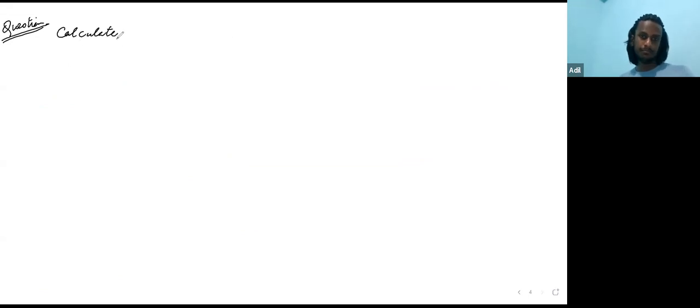Calculate VA minus VB, and some fields are given like this.